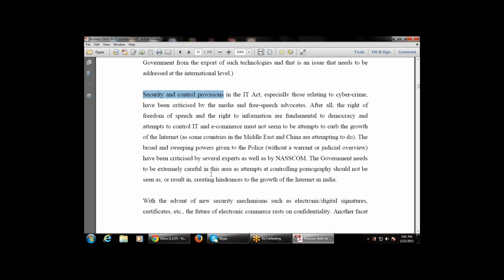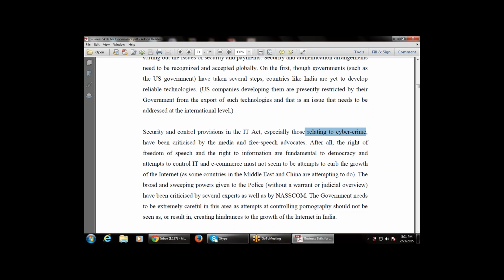Next paragraph says, security and control provisions in the IT Act, especially those relating to cyber crime, have been criticized by the media and free speech advocates. That is, there are some rules, regulations and provisions in the IT Act relating to cyber crime that have been criticized. After all, the right of freedom of speech and the right to information are fundamental to democracy. An attempt to control IT and e-commerce must not seem to be an attempt to curb the growth of the internet, as some countries in the Middle East and China are attempting to do.